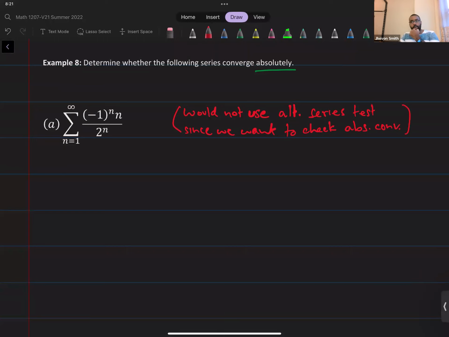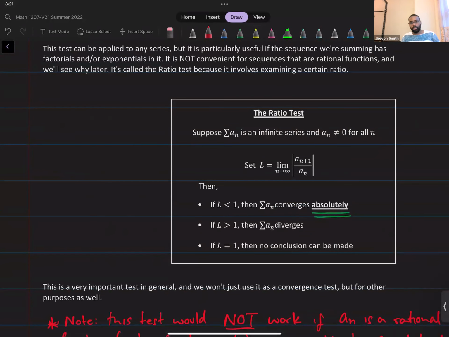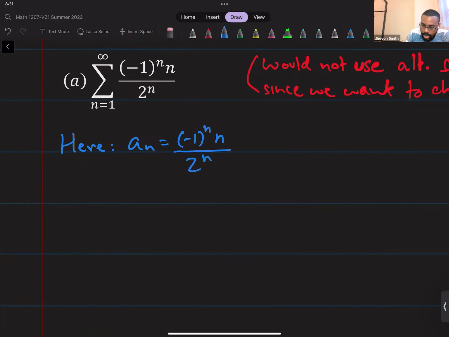Okay, so now we know that we want to use the ratio test. We're in the ratio test section, so I'm just going to show you how this would work. You want to actually construct this L. So here, your a_n is (-1)^n times n over 2 to the n, and your a_(n+1) is obviously going to be (-1)^(n+1) times (n+1) over 2 to the (n+1), right?